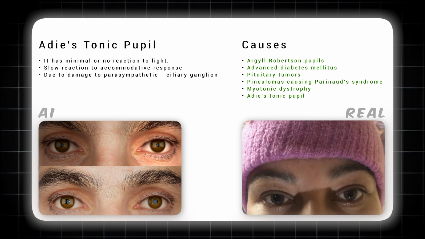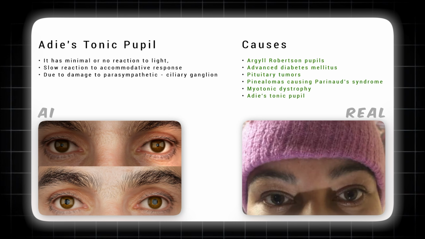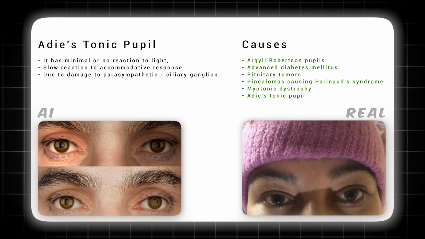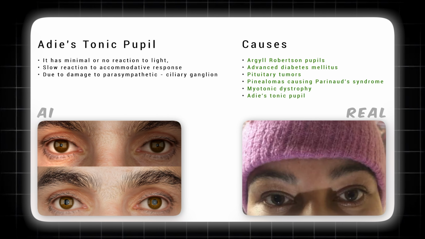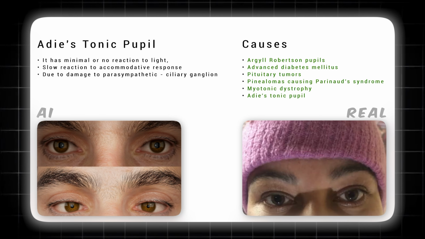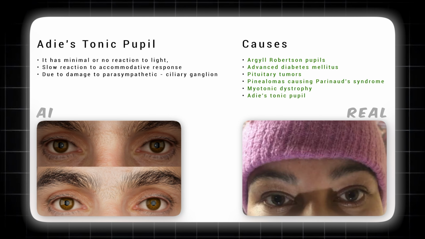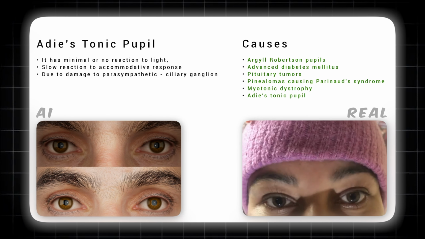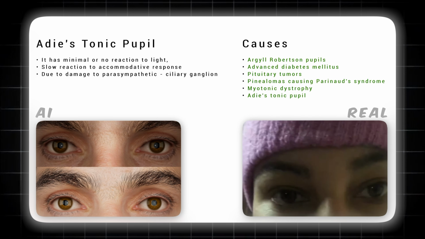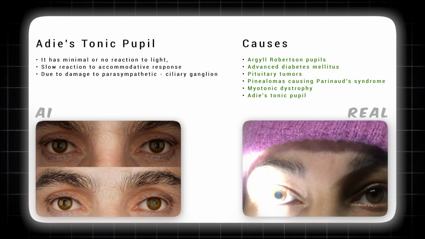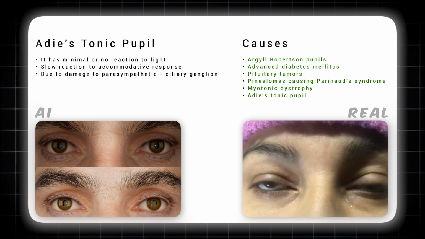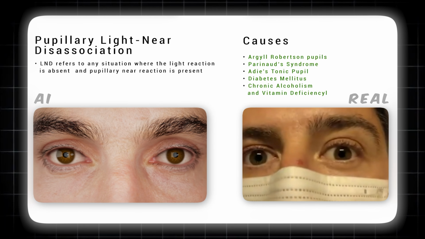Adie's tonic pupil has minimal or no reaction to light. Also, there is a slow reaction to the accommodation reflex. It's due to damage of the parasympathetic fibers of the ciliary ganglion. The causes include Adie's pupil, Argyll Robertson pupil, diabetes, pituitary tumors, pinealoma causing Parinaud syndrome, myotonic dystrophy, and pupillary light-near dissociation.